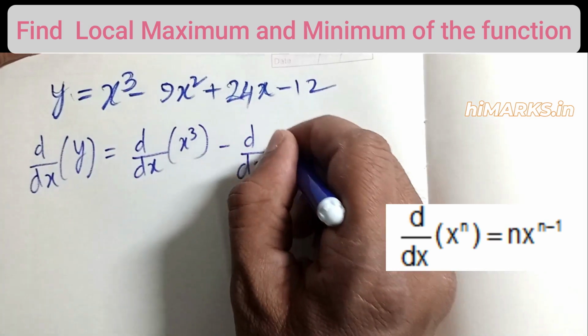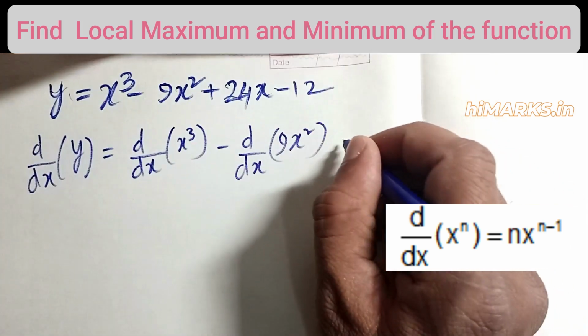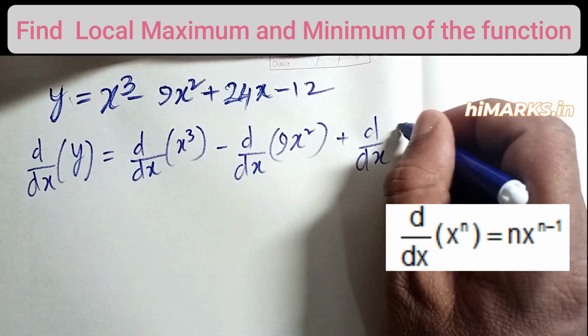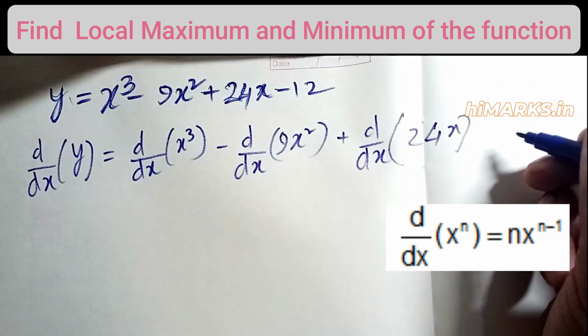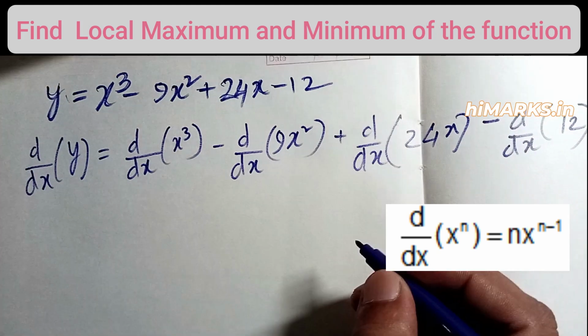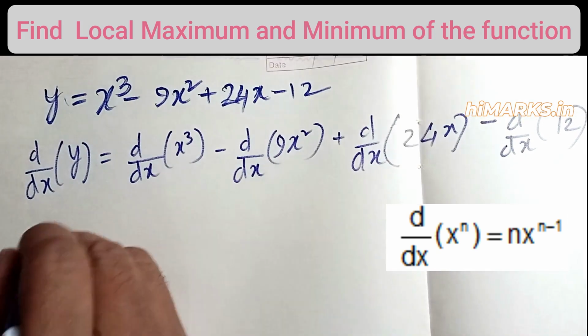To find maximum minimum, we need to find the first derivative of the equation, and after that we will equate this equation to 0.